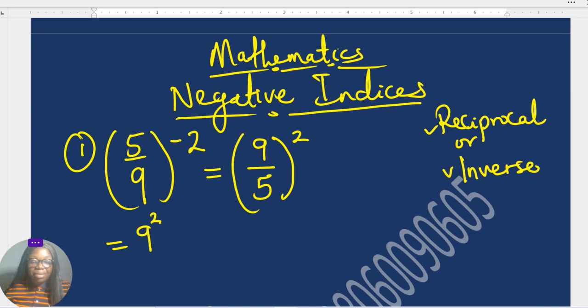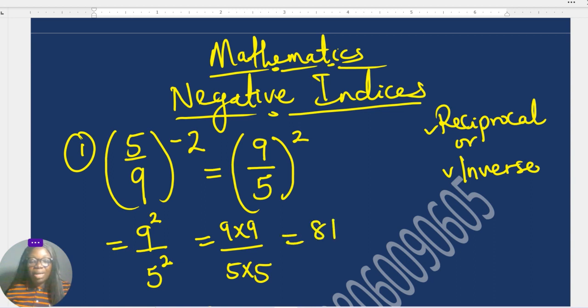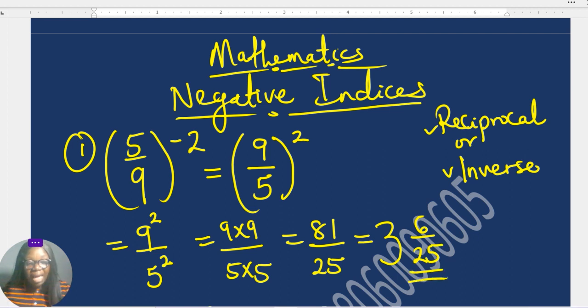Now this means 9 raised to power 2 over 5 raised to power 2. We are opening the bracket, so we have 9 times 9 over 5 times 5. 9 times 9 is 81, 5 times 5 is 25. So this is an improper fraction. Let's convert it to a mixed number. 81 divided by 25, that is 3. 3 times 25 will be 75. Then we'll have a remainder of 6. So 3 whole number, 6/25 is the answer for this.